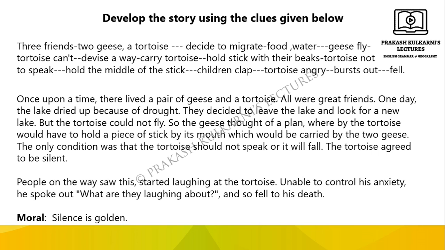People on the way saw this, started laughing at the tortoise. Unable to control his anxiety, he means tortoise, he spoke out, "What are they laughing about?" and so fell to his death. The moral is silence is golden.